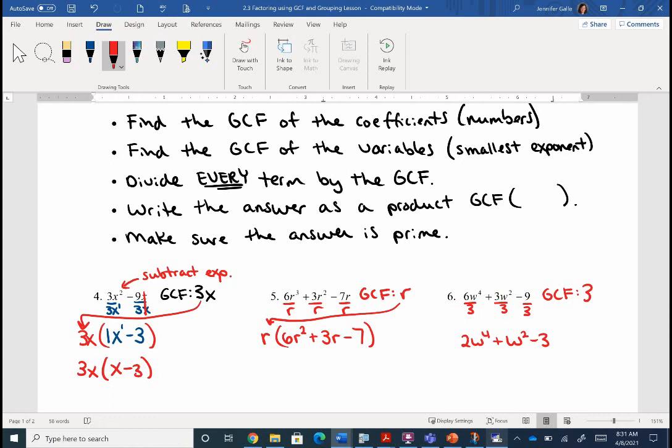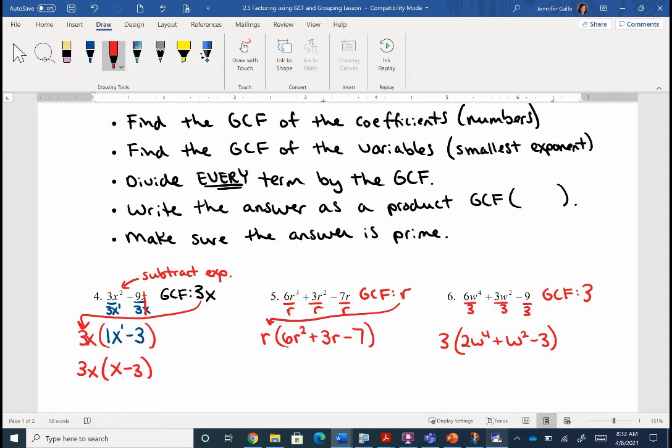Don't forget parentheses. GCF goes out front. Now, in number 5, I forgot the last step, and it's so easy to forget because I know the final answer, but I need to make sure you guys know how to check for it. The final step says make sure we're prime.